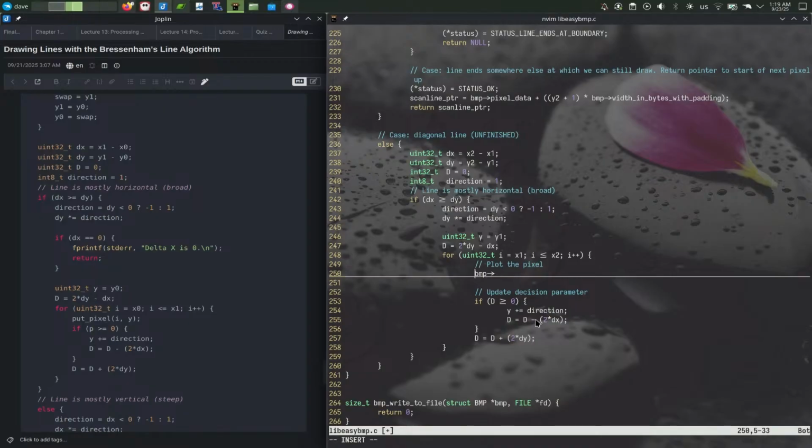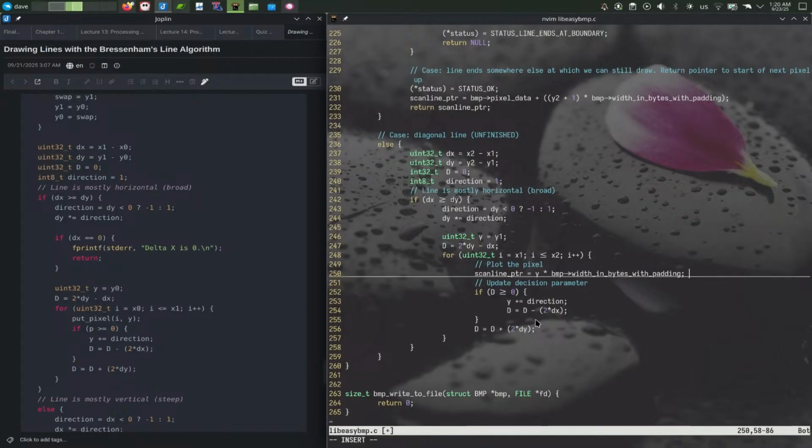So I think scanline pointer should be defined always, no matter what, because it's before all this like if else logic, right? So we're going to do basically y times width in bytes with padding, right? So if y is 0, then we're going to get just a start, so that we're on the first scan line, right? If y is 1, we're going to get the next scan line and such, right? So that's the scan line pointer.